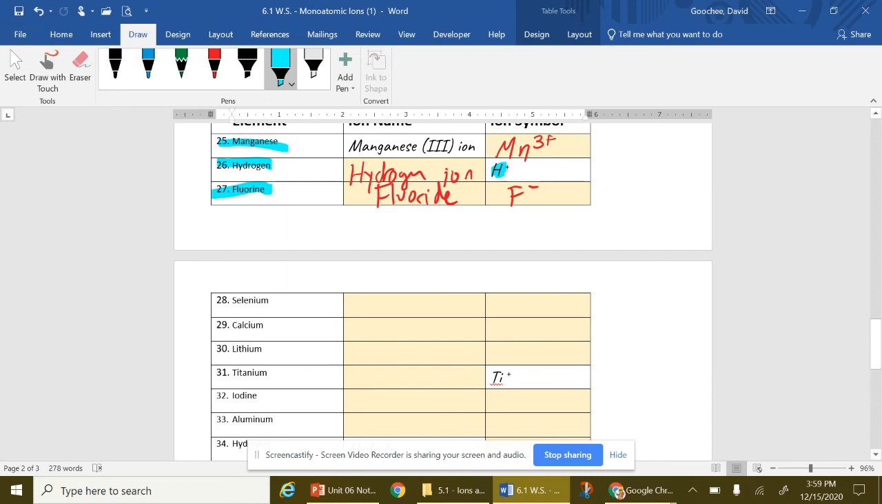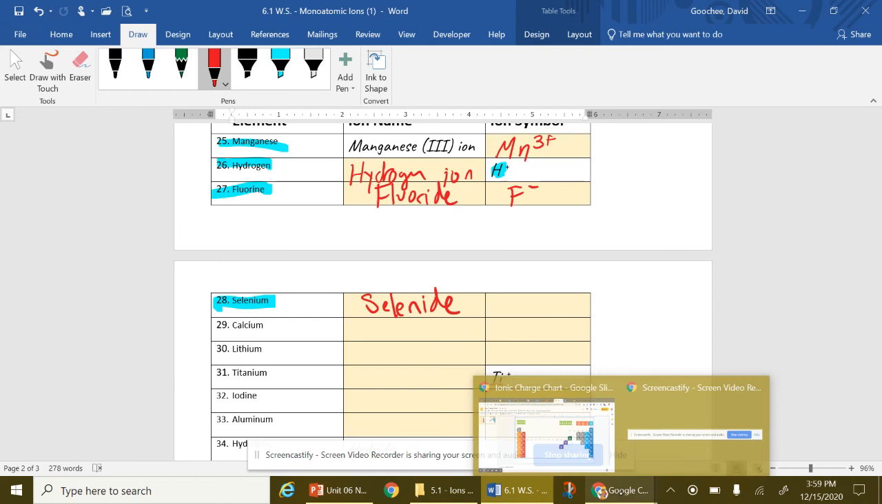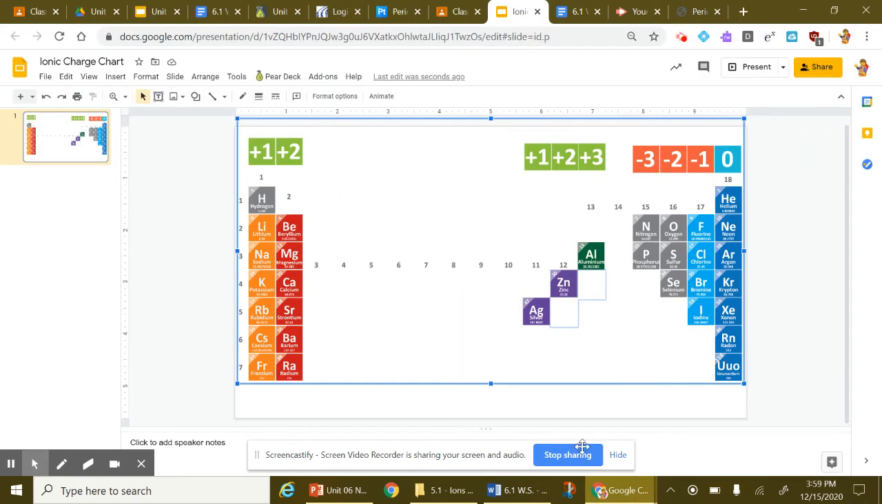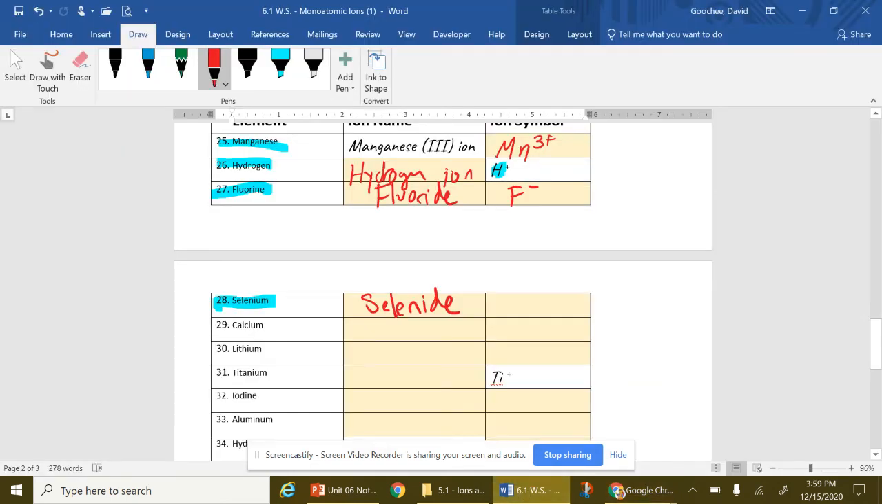Okay, let's see here. Selenium. Selenium is a non-metal, and so its name as an ion is selenide. Now, what charge does it get? Look right here, selenium. It has a -2 charge. So the selenium ion is Se2 minus.